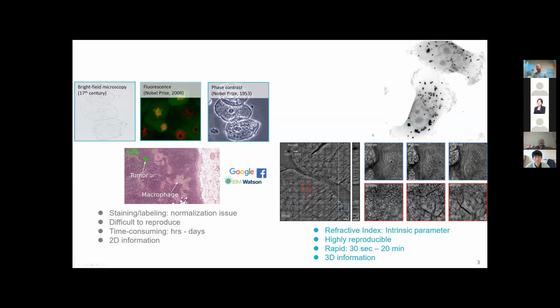And since it does not require any preparation, you don't have to do fixation, transfection, or staining, which means cells can be monitored and imaged in a healthy state. And since the speed limit of this QPI is only limited by the camera speed and modulator speed, which is very fast, we can study various phenomena.